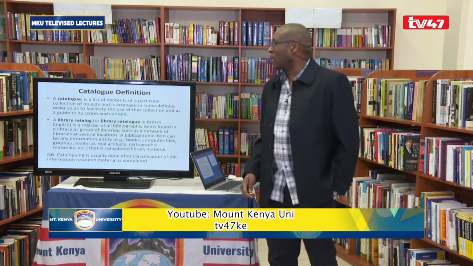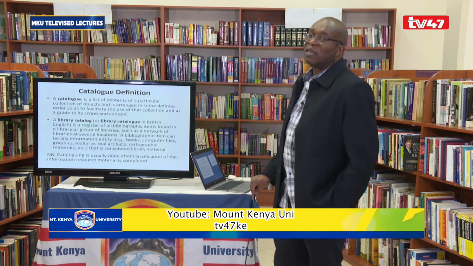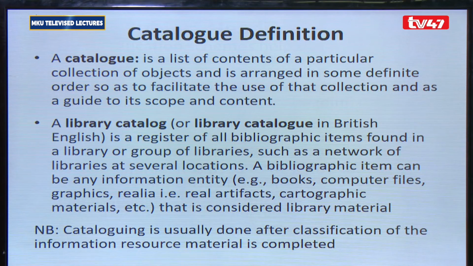Now we come to cataloging. Once you have finished classification, then you come to catalog. To catalog is actually to describe in a standard manner. So we'll define what cataloging is. A catalog is a list of contents of a particular collection of objects and is arranged in some definite order so as to facilitate the use of that collection and a guide to its scope and content.